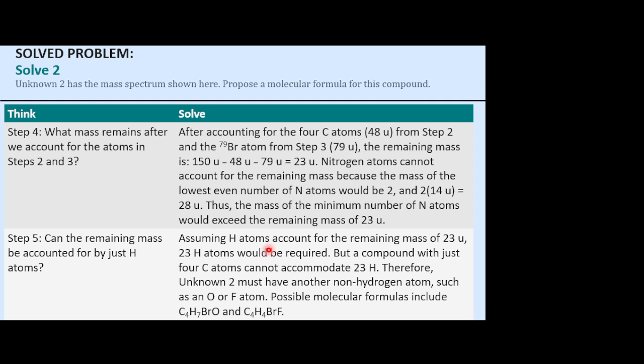Does anybody remember how to get the number of hydrogen atoms that are saturated? 2n plus 2. So you take the number of carbons times 2, which gives you 8, plus 2, so 10 is the maximum number of hydrogens you can actually fit on this carbon skeleton. And so this number obviously is just ridiculous, right? No way, not possible. So we have to somehow put in an oxygen or a fluorine.